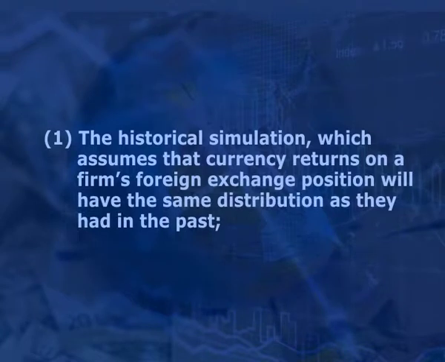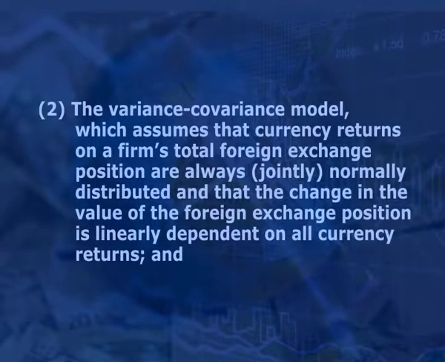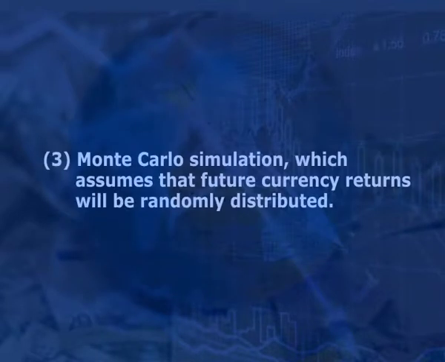Among them, the more widely used are, first, the historical simulation, which assumes that currency returns on a firm's foreign exchange position will have the same distribution as they had in the past. Second, the variance-covariance model, which assumes that currency returns on the firm's total foreign exchange position are jointly normally distributed, and that the change in the value of the foreign exchange position is linearly dependent on all currency returns. And third, Monte Carlo simulation, which assumes that future currency returns will be randomly distributed.